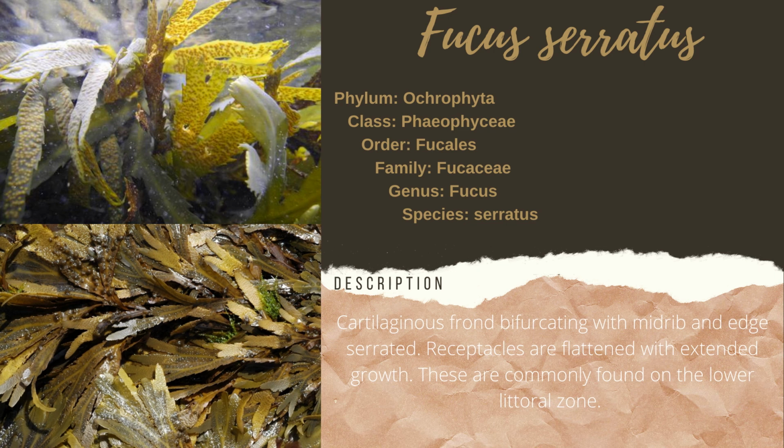Fucus serratus, from the phylum Ochrophyta and class Phaeophyceae, order Fucales, and family Fucaceae, is a cartilaginous, bifurcating frond with a midrib and serrated edge brown algae. Its receptacles are flattened with extended growth, and they can be commonly found on the lower littoral zone.